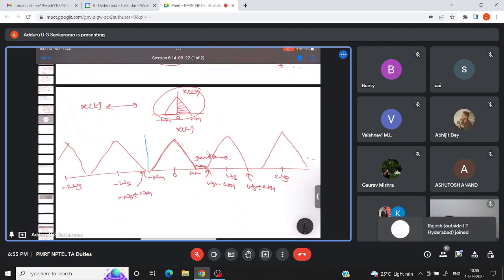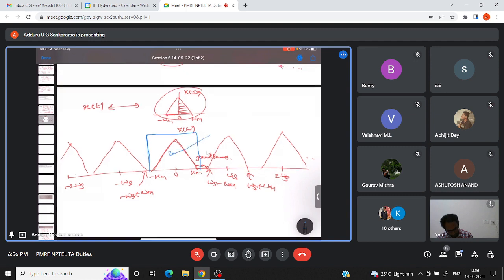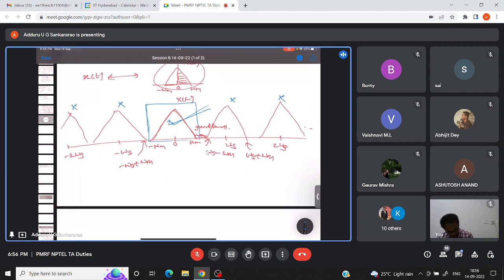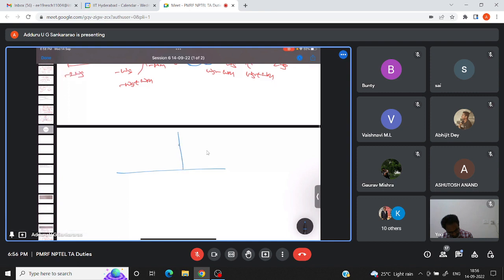Now, if we have a low pass filter like this, then what will it do? It will allow only the x of omega component, and all other components it will reject. This is possible only when there is no overlap between this and this. Suppose there is an overlap like this: this is x of omega minus omega s, this is x of omega plus omega s. If there is some overlap, then we cannot successfully recover the signal, because we will get some distortion.